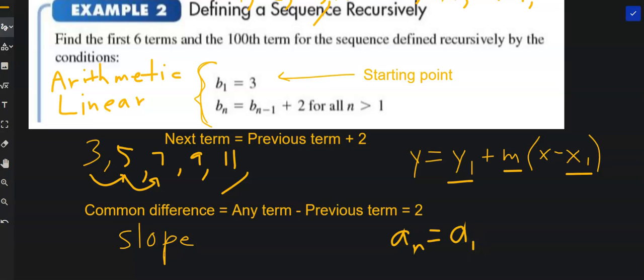So we've got the first term. You guys told me that slope and common difference were the same thing. That's your explicit formula that we talked about last year in Algebra 2. It's exactly the same thing as a linear function.